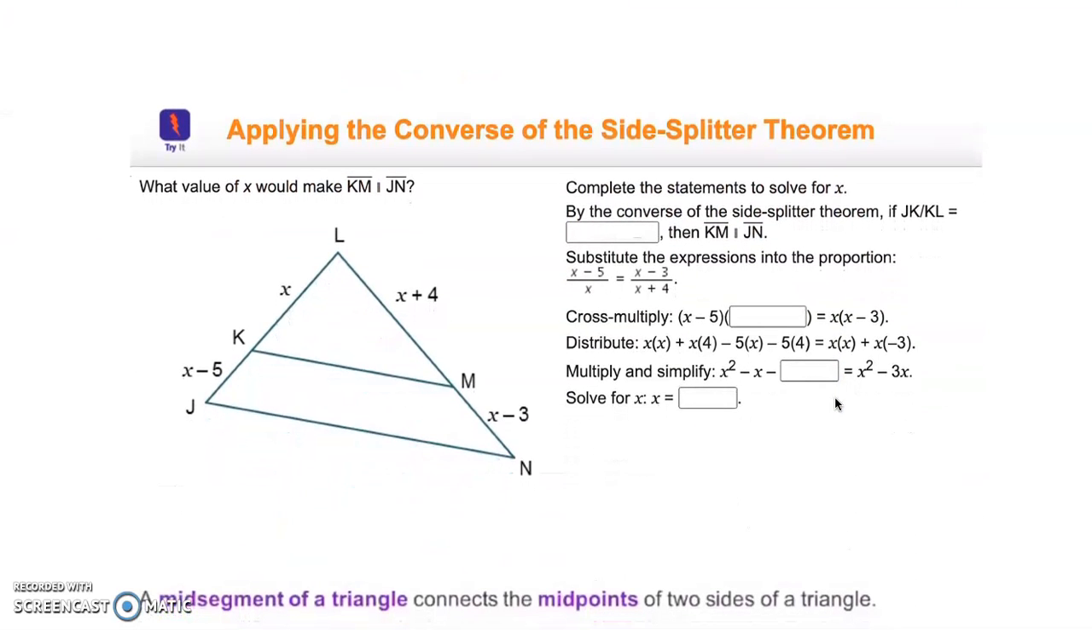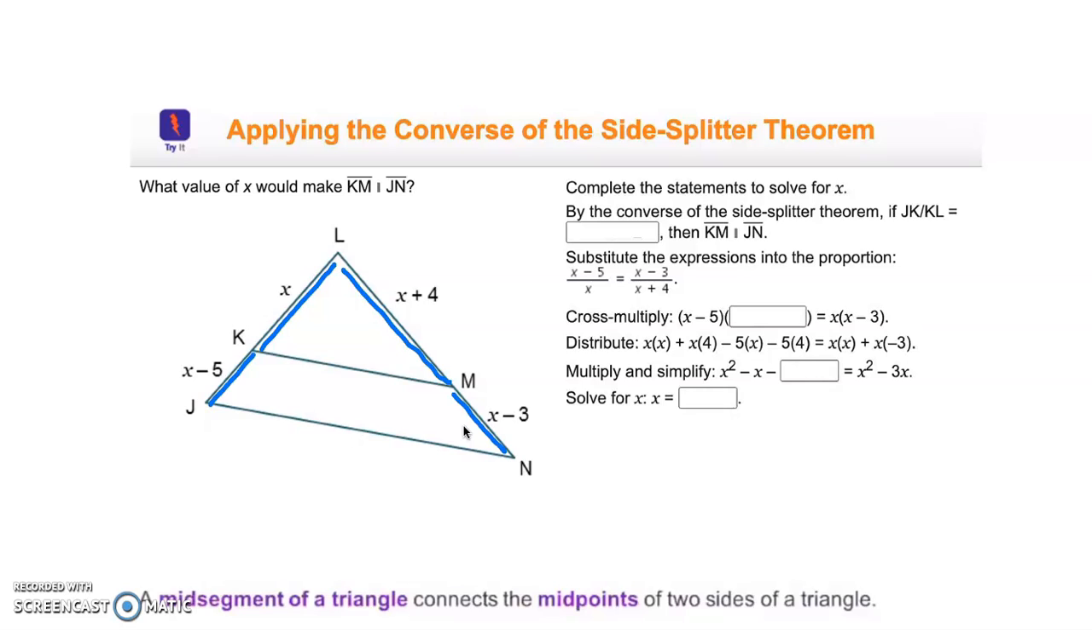So let's take a look at this proof. If we're going to apply the converse, meaning if we know some things, then we know that the lines are parallel. We want to make the lines parallel. So by the converse of the side splitter theorem, if JK over KL is equal to, now we've got to look at the other side. What is the proportion going to be equal to? Well, we want to take NM over ML.